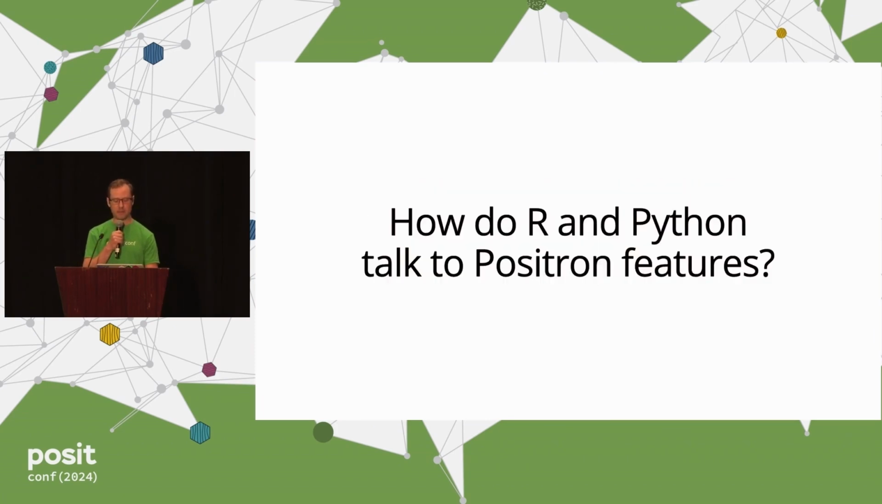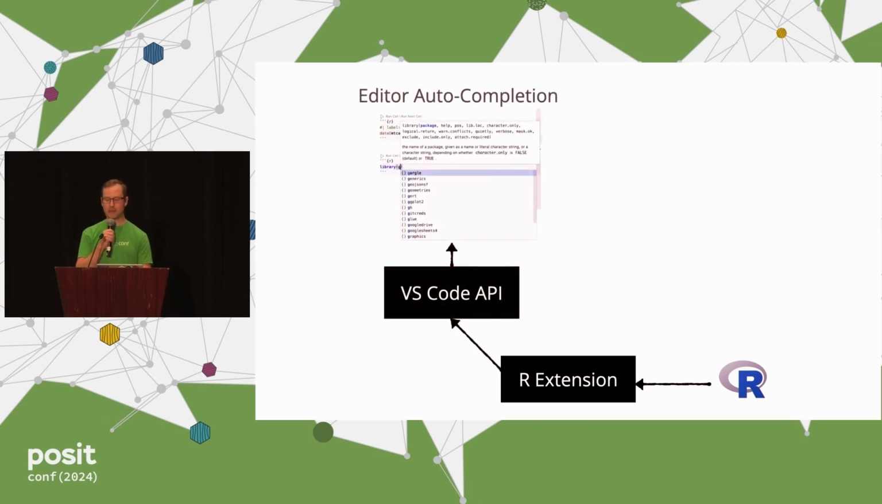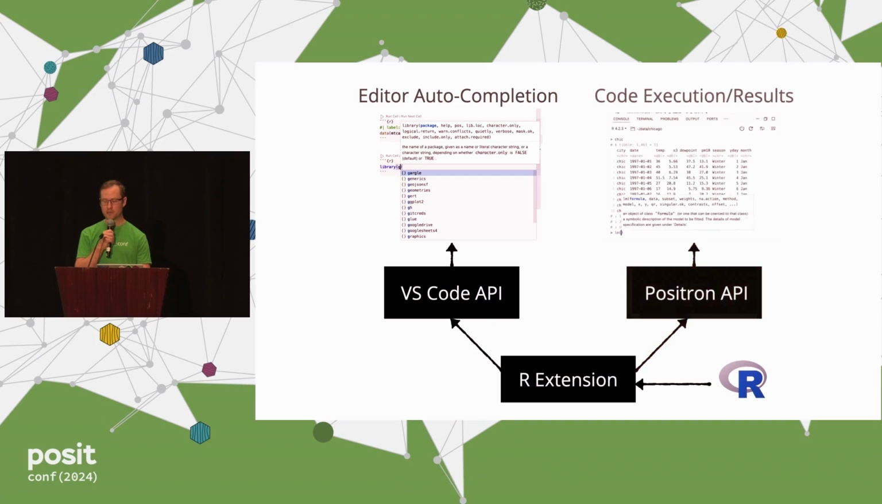So finally, let's talk a little bit about how R and Python talk to these Positron features. So R and Python are extensions. We call them language packs for Positron. And they talk to the Code OSS features in the same way that most other extensions do. So VS Code has an API, which is what allows extensions to contribute things like auto-completion and diagnostics. So you've seen a lot of Positron's specific features, and we've added a separate, parallel API that allows the extensions to not only contribute code completion and diagnostics, but also plug into our console, our plots pane, and the rest of our tools.